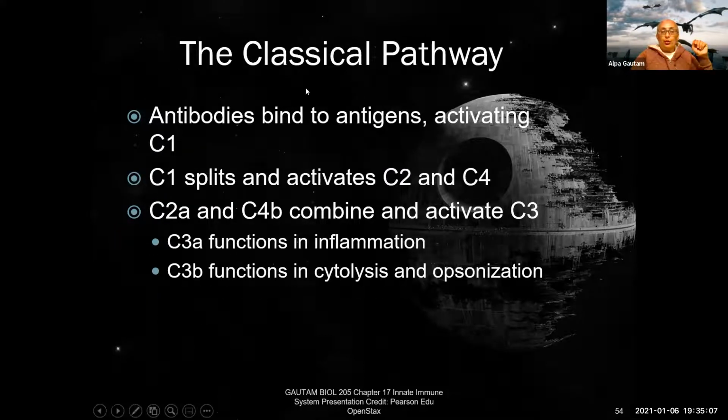So we start off by looking at the classical pathway. The classical pathway starts when an antibody binds to its specific antigen. So let's do some definitions. An antibody, as you should know already, is produced by a B cell when the B cell interacts with its specific pathogen. There is co-stimulation that occurs, and all of this is detailed in my video lectures.